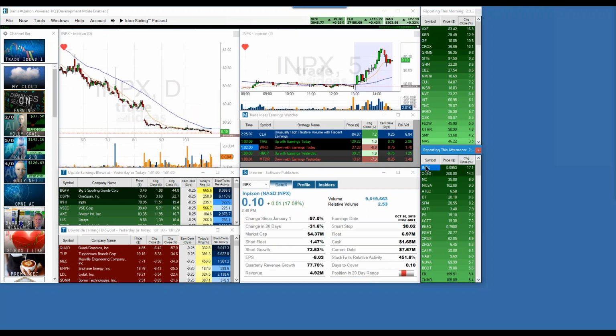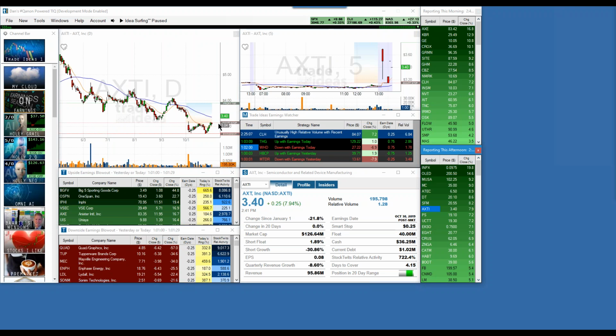So here's another one, INXP. Now this is a tiny, tiny little one, a little bitty stock. But if you're a player of these tiny little stocks, it's up 17%. And once again, it's a different environment for different percentages and different people. Look at all the different stock prices. AXTI, here it is, gapping up. Semiconductor. So these are all of your kind of earnings blowouts. These are the people that are beating their earnings.